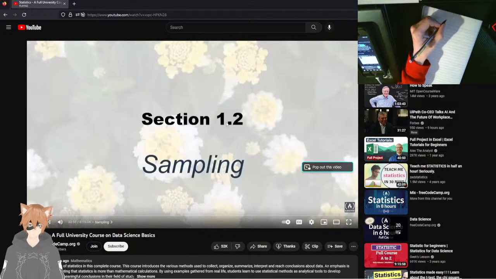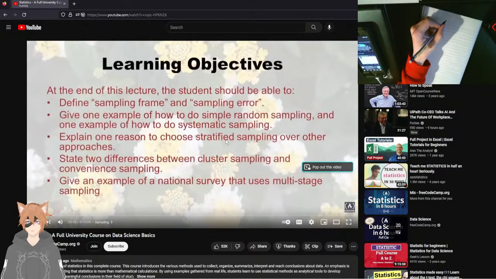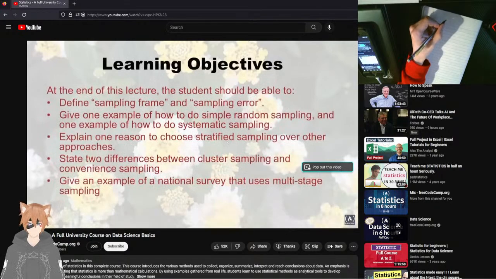1.2 on the topic of sampling. So here are your learning objectives for this particular lecture.